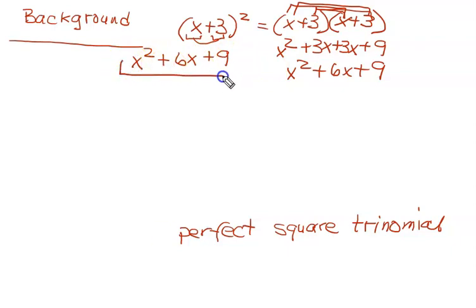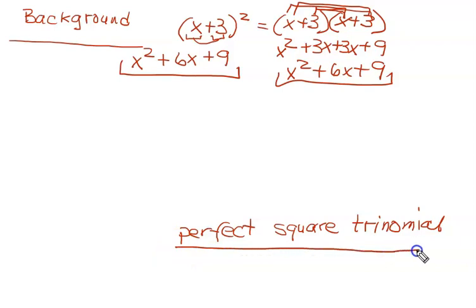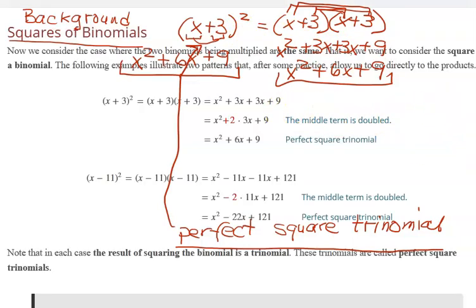Now, these results, when we square a binomial, these trinomials have a special name, and we want you to include that in your notes too. They are called a perfect square trinomial. So if you recognize in Chapter 5, and we're building up toward this, that you have a perfect square trinomial, it will factor into a binomial squared. And that's what they're showing us here. All right, let's go on.